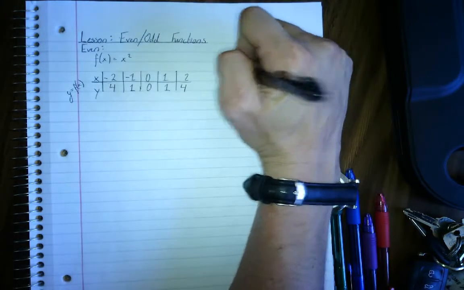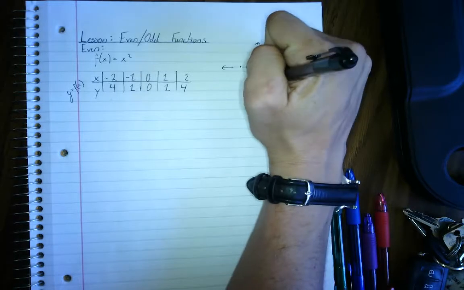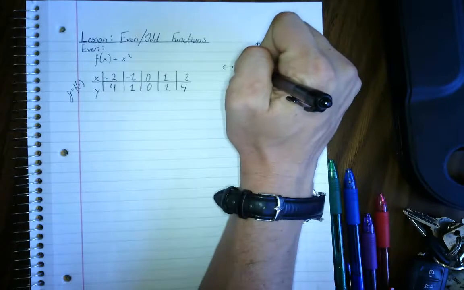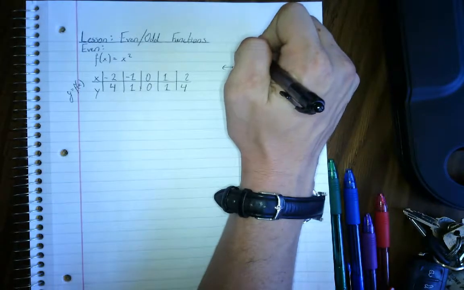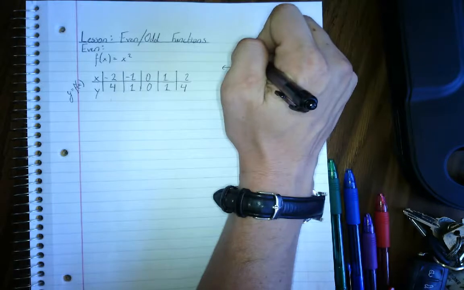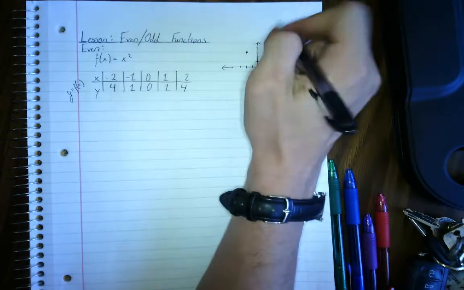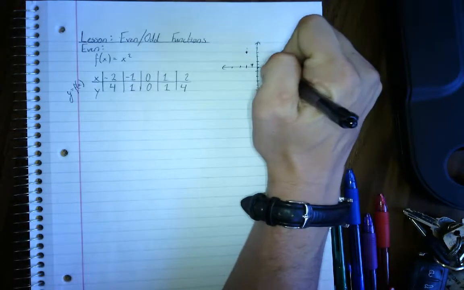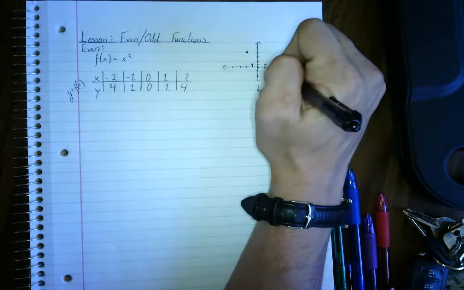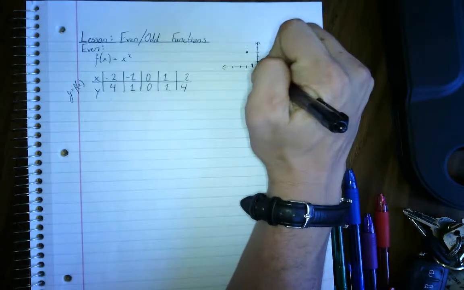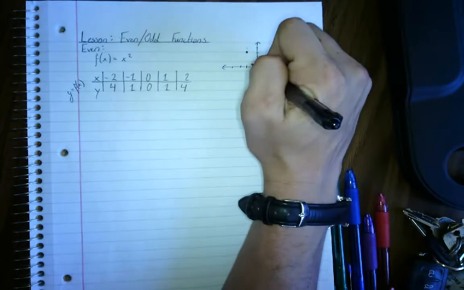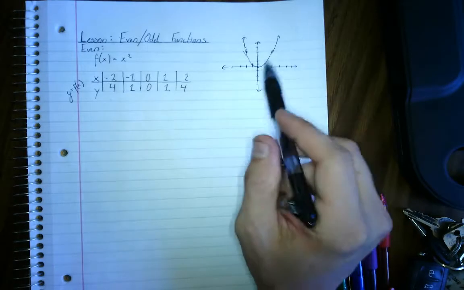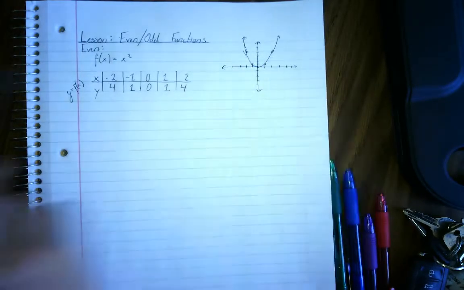1, 2, 3, 4. Okay. So at -2, our y value is 4. At -1, our y value is 1. At 0, our y value is 0. At 1, it's 1. And at 2, we're back up to 4. So this agrees with what we've been seeing on Desmos pretty frequently, that this is the shape of our parabola.